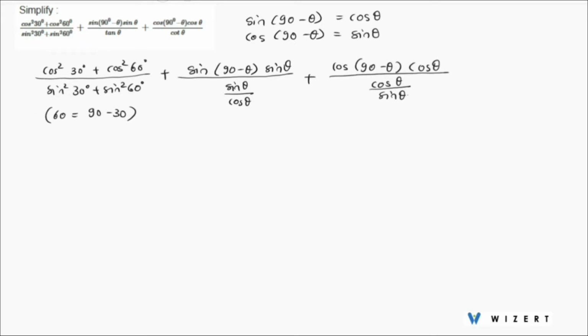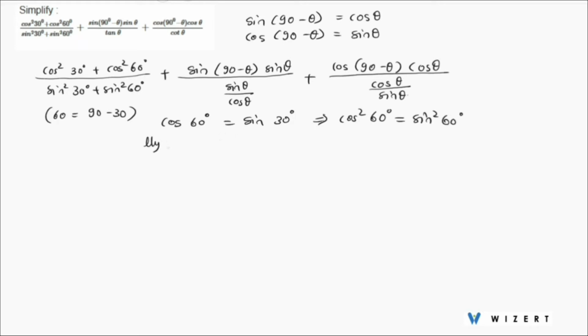Now since 60 is 90 minus 30, what we can do is replace cos of 60 with sine of 30. So cos of 60 is equal to sine of 30 degrees. Therefore, cos square of 60 degrees is sine square of 30 degrees.